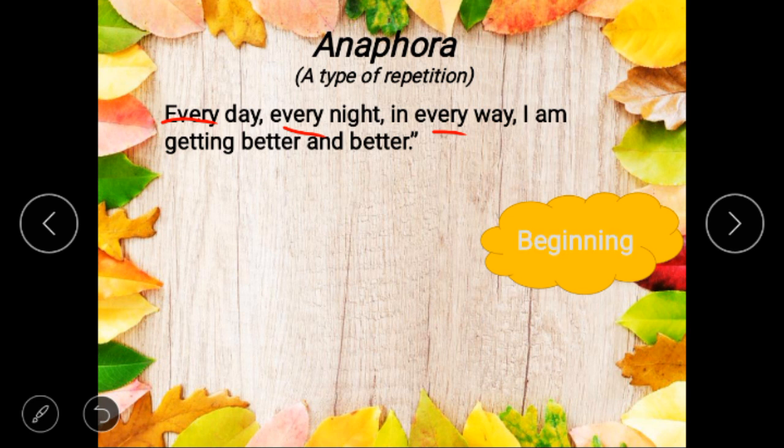When a word is being repeated in the beginning of a clause, it's anaphora. It's a type of repetition. Even if you say it's repetition, it's fine, but to be more specific, we call it anaphora.